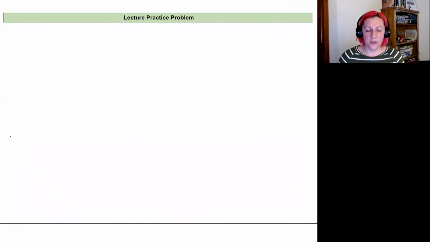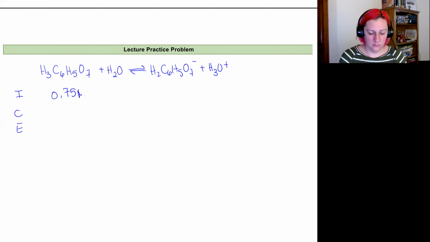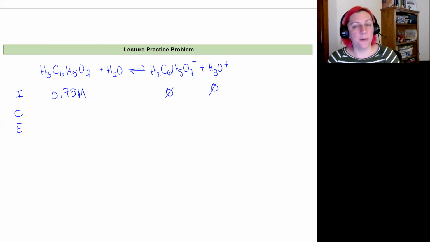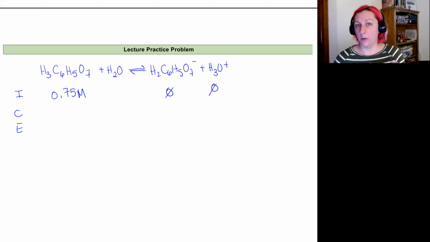So let's set this up for the first one and walk through it. I'll write out my equation and build up my ice table, and then I'll restart the video. All right, so I know that my initial concentration of citric acid is 0.75 molar. I'm going to imply then that I have nothing of my product so far, and so I'm going to figure out where equilibrium lies and how much I have of my reactants and products. I'm going to put a 0 for my initial concentrations for each of the two products.